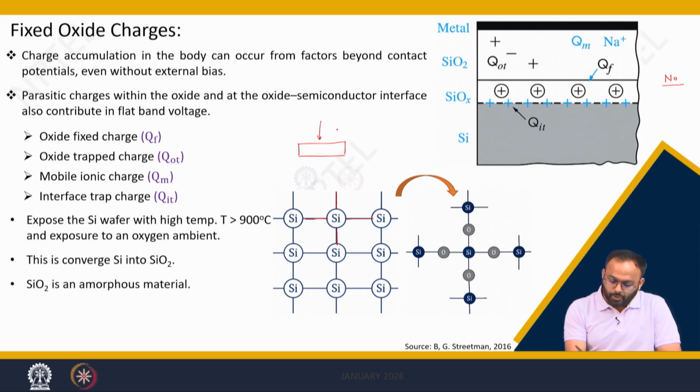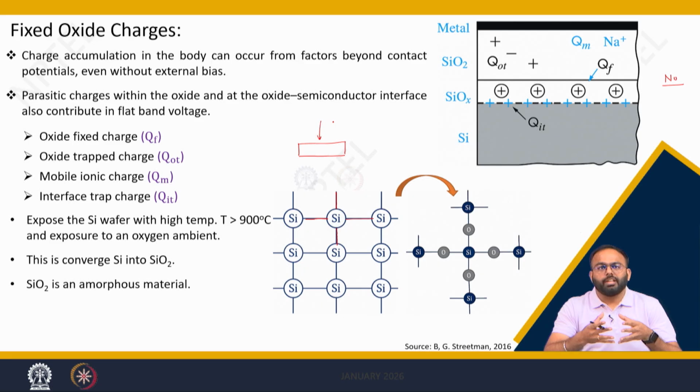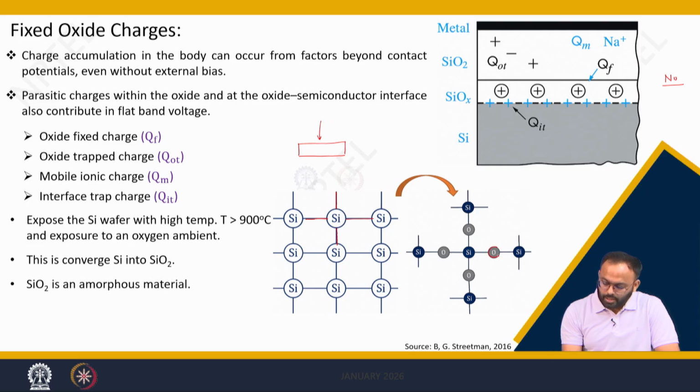So, what will happen when you expose the silicon wafer to a very high temperature of, let us say, 900 degrees centigrade? At that moment, the oxygen will react with silicon, and one oxygen atom will react with 2 silicon atoms to satisfy its bonding. Or we can say, in terms of silicon, one silicon makes a bond with 4 halves of an oxygen atom. So, though this picture seems to show that silicon dioxide is a crystalline structure, it is highly amorphous.